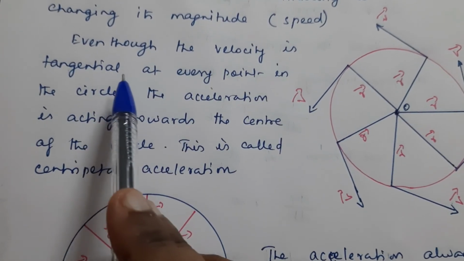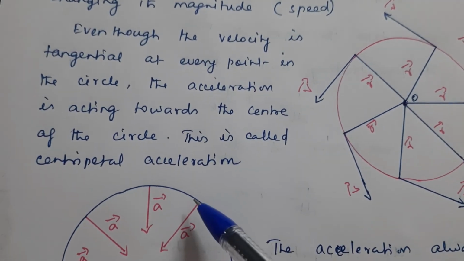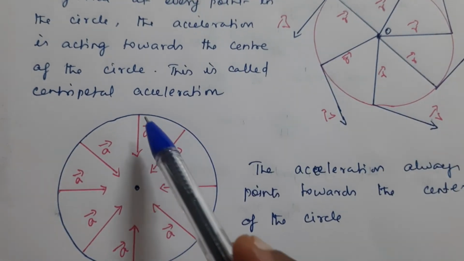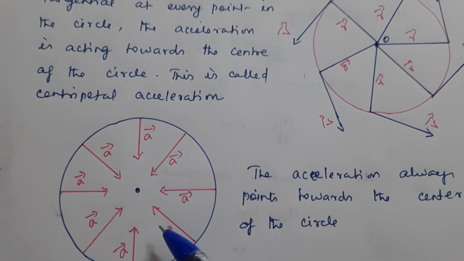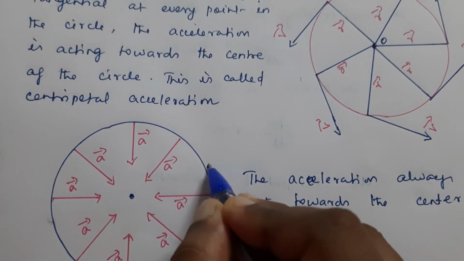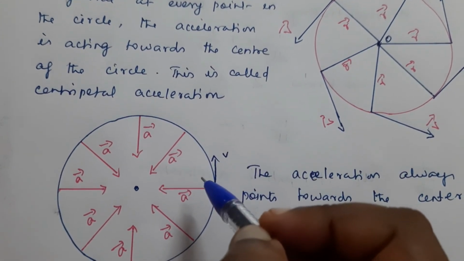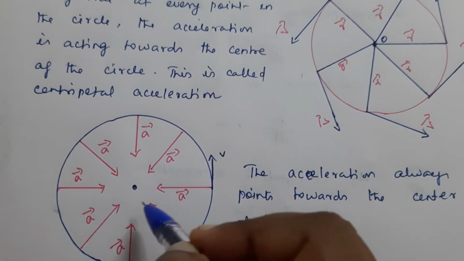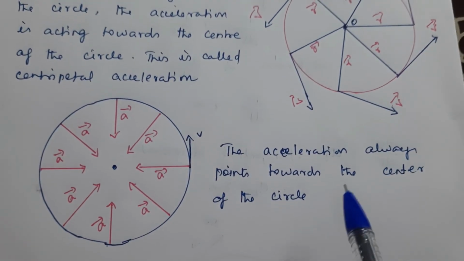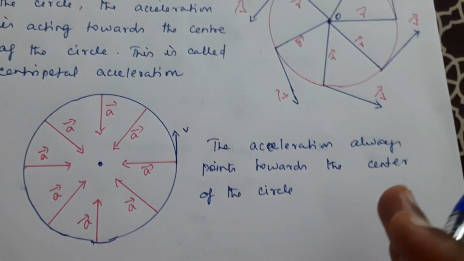Even though the velocity is tangential at every point, the acceleration will always act towards the center of the circle. Here you can see the acceleration is always acting towards the center of the circle, while the velocity acts tangentially like this. So we call it centripetal acceleration. The acceleration always points towards the center of the circle.